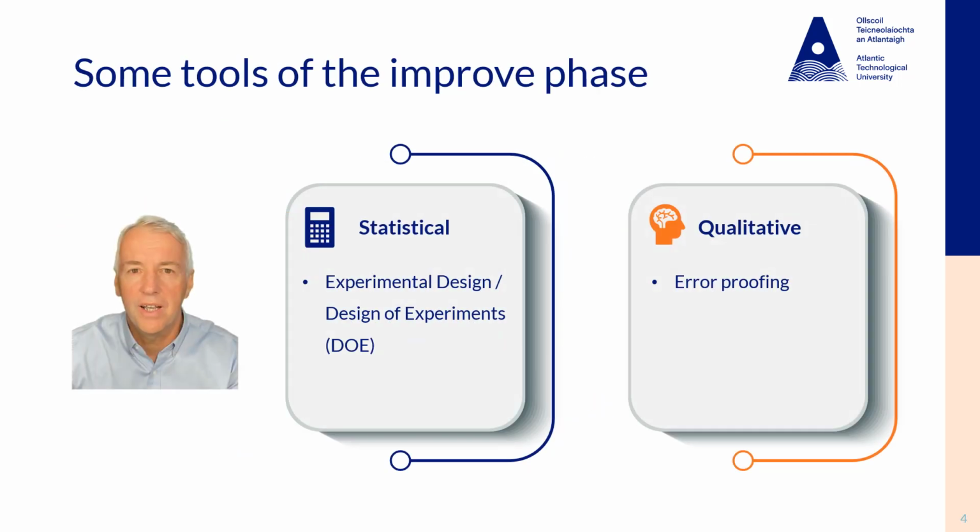Now, if you were working on a Six Sigma project using the DMAIC methodology, error-proofing would fit into the improve phase. There are statistical tools you could use, such as design of experiments, but the qualitative tool best to use would be error-proofing.